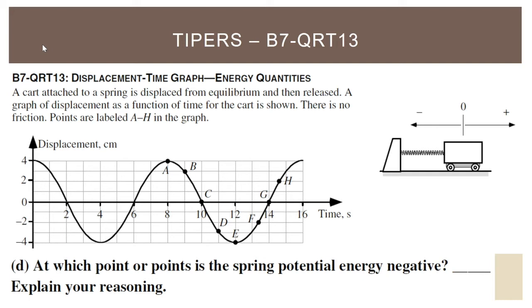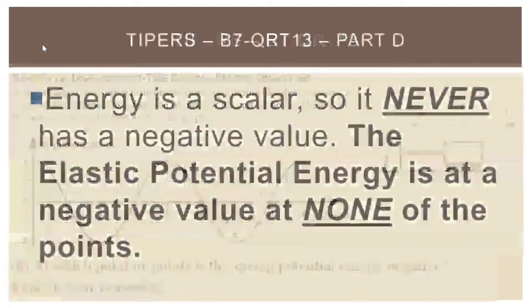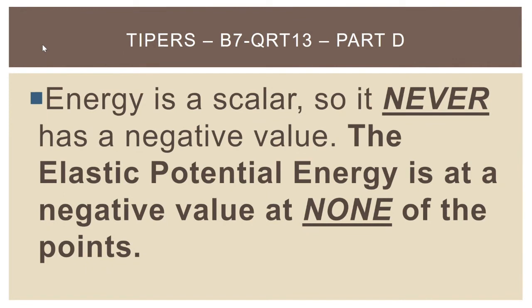Again, this one is another one of these dirty little tricks. I think what they're trying to make you think is that the energy is going to be negative when the displacement is negative. Now, first of all, you could say, well, the displacement in the spring equation is squared. So even when you square a negative displacement, it's going to end up giving you a positive number. But I wouldn't even get that far. Period, end of story, energy is a scalar. So it never has a negative value.